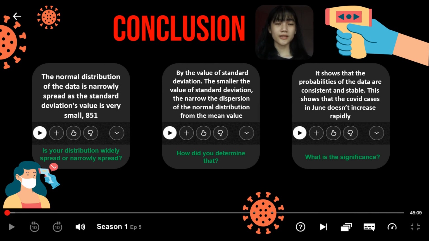In conclusion, the normal distribution of the data is narrowly spread, as the value of the standard deviation is very small, which is 851. We determine it based on the value of the standard deviation. The smaller the value of the standard deviation, the narrower the dispersion of the normal distribution from the mean value. Thus, the significance is that it shows that the probabilities of the data are consistent and stable, which proves that the COVID cases in June do not increase rapidly.